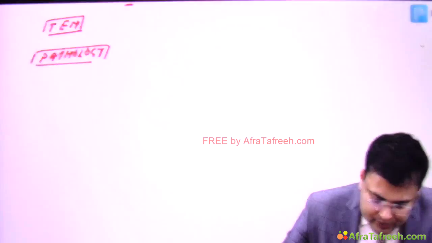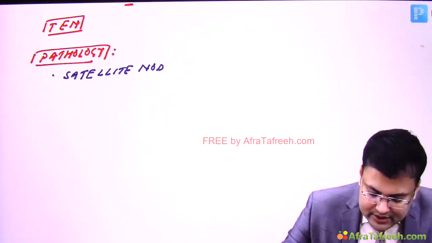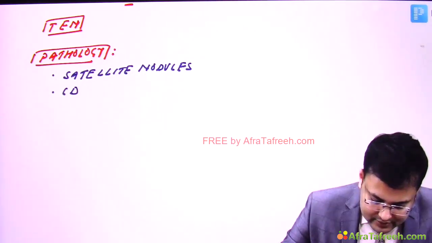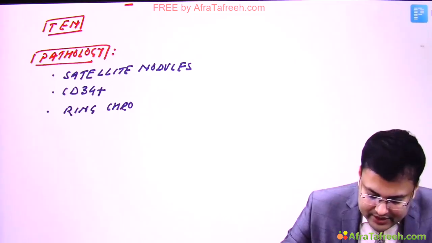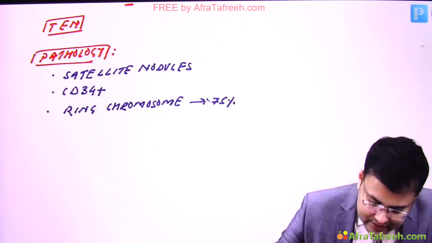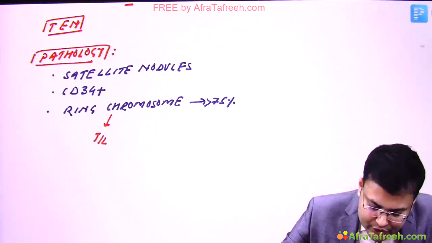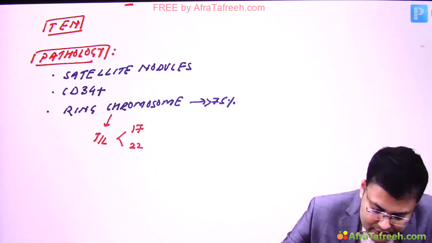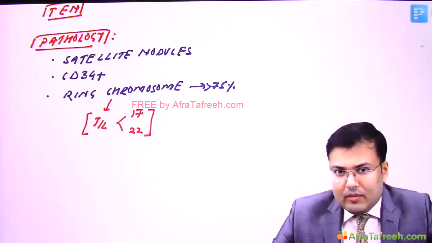First, these tumors have satellite nodules. These tumors are CD34 positive, and there is presence of ring chromosome. In how many patients is there a ring chromosome? It is present in more than 75% of patients. Clear? And how is this ring chromosome formed? It is formed by, or composed of, translocated portions of chromosomes 17 and 22.